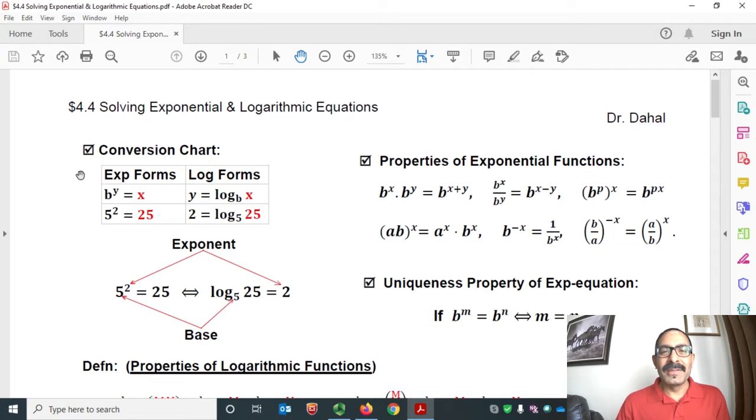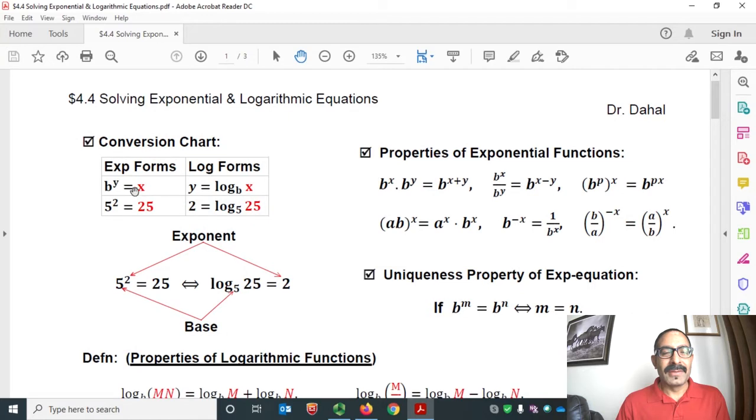So let me recall the conversion chart, that means the equivalent expressions for log and exponential functions. Here the first column is for exponential forms, second column for log forms, and the logarithmic function is y equals log x to the base b, which is the same as saying x equals b raised to the power y. Here's the example. And on my right side, the properties of exponential functions. We discussed this one in earlier sections.